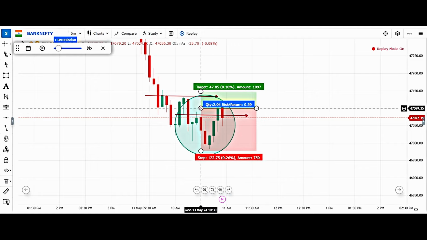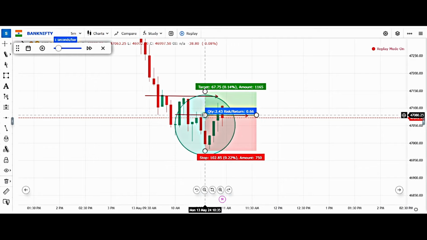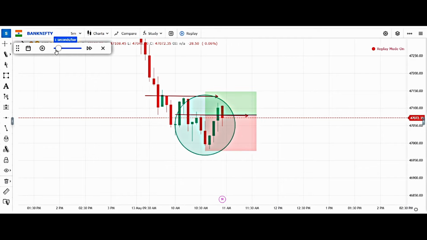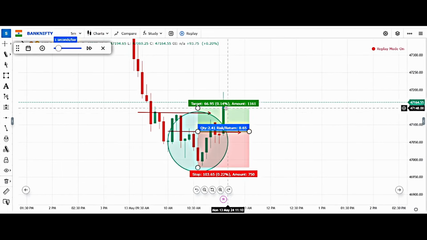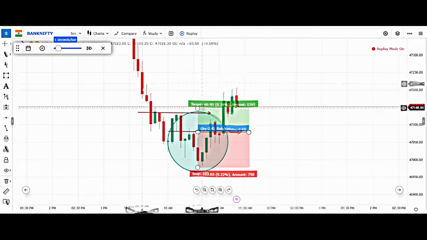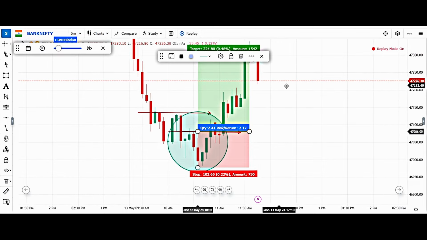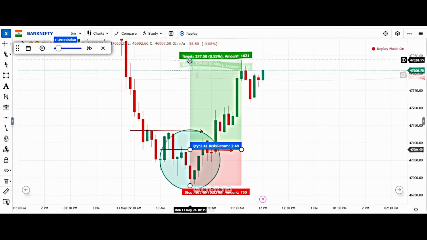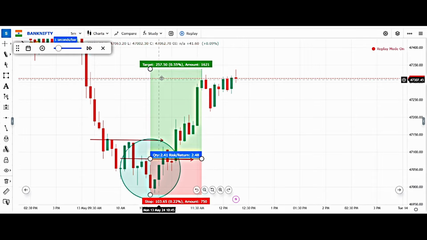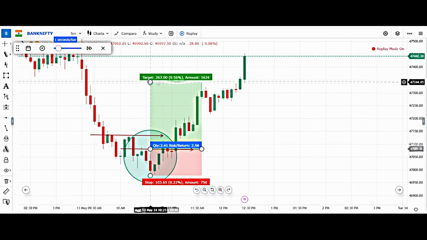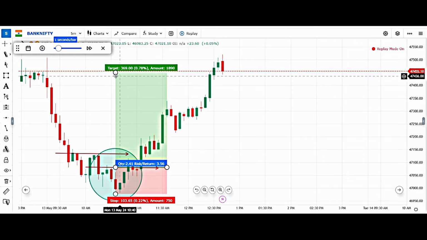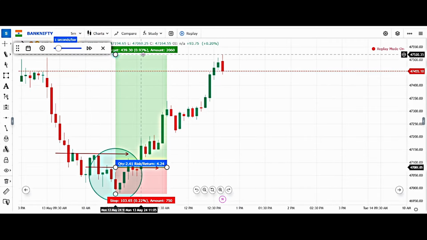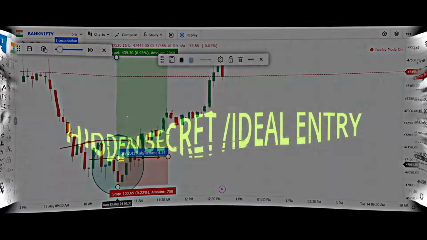Okay. So the next candle came and gave us the entry of 100 points. Then we will wait for our target. Now, okay, it has moved up. It's almost 1:4.